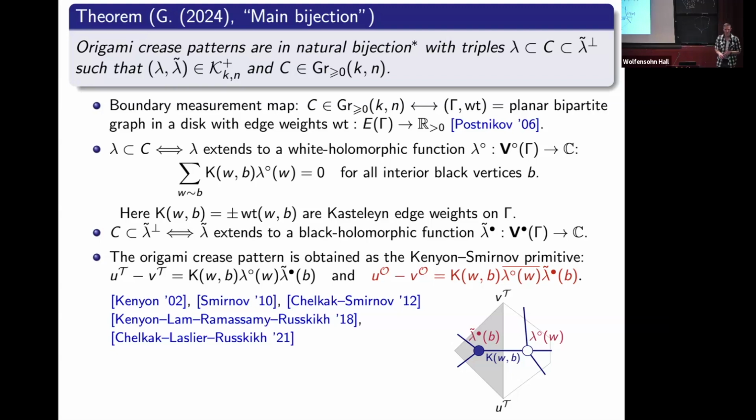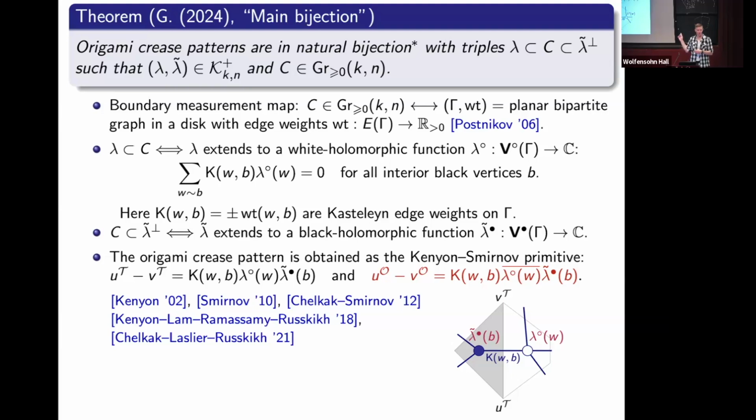Yeah, go ahead. Sorry, I missed this one. How does this lambda suddenly become a function on the vertices in the graph? Right. So any white holomorphic function is uniquely defined by its boundary values. Originally lambda was a two-plane, right? So you only knew the values on the boundary. And then the claim is that once you know the values on the boundary, you can uniquely propagate them inside. This equation is a linear system of equations, and the claim is you can solve it with a unique solution.